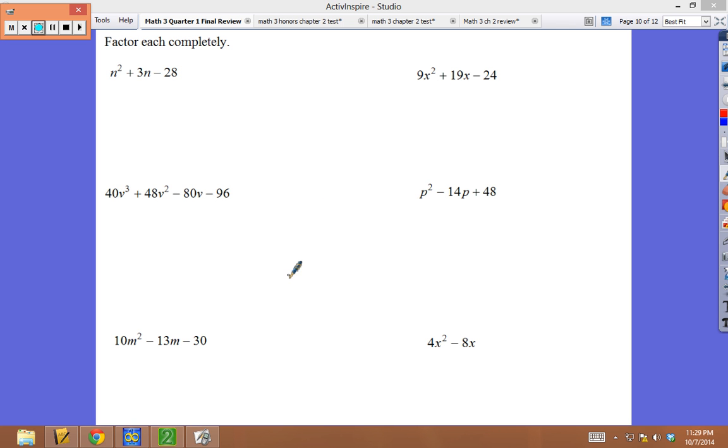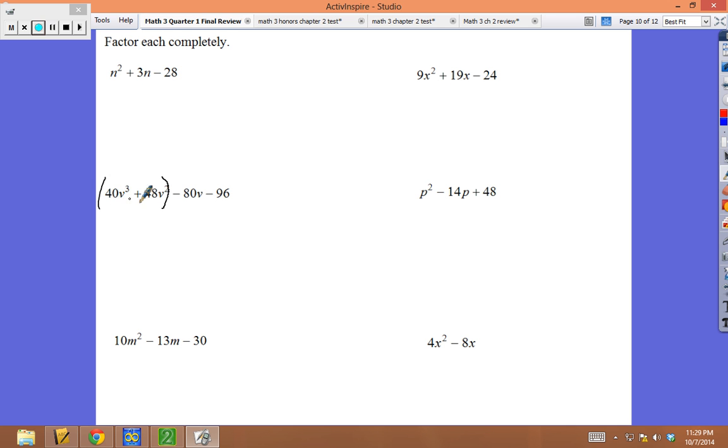Now for the more difficult ones. Let's do this one with four terms. It jumps out at me, because I know if there's four terms I can use grouping. And we can kind of just group them as they are. We can group the first two together.